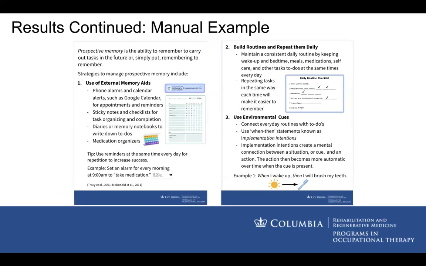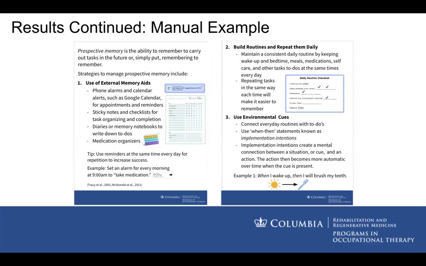So here is an example of what the manual looks like. This is the first couple of pages with regards to perspective memory. So it defines perspective memory because that's not a common word, especially to people not in OT or healthcare. And it is the ability to remember to carry out tasks in the future, or simply put, the ability of remembering to remember. So this is just building out those key themes that I kept seeing in the literature.